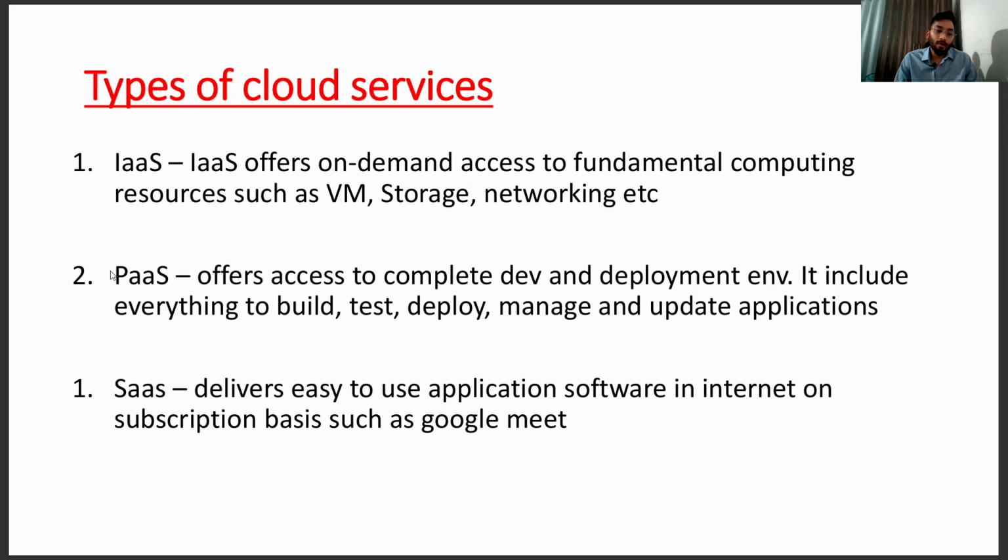Second is platform as a service, which offers access to a complete development and deployment environment. It includes everything to build, test, deploy, manage, and update applications. Suppose you're a developer, then you will be opting for platform as a service. Third one is software as a service, which delivers easy to use application software over the internet on a subscription basis, such as Google Meet. Now, the question arises that a person can opt for infrastructure, platform, or software as a service according to their utility.